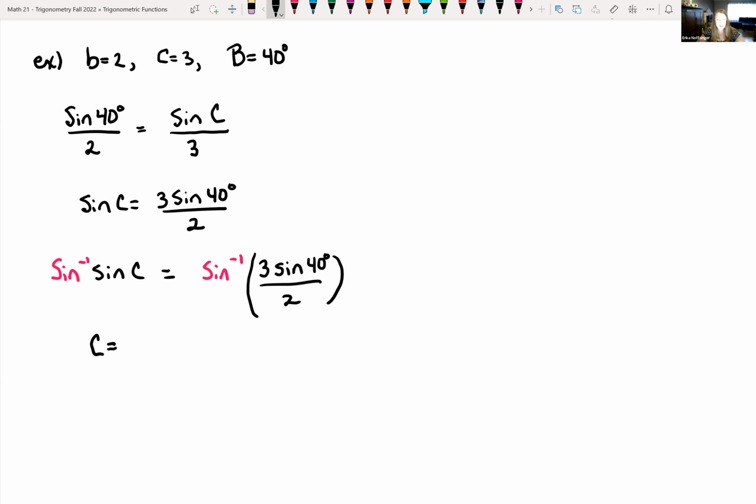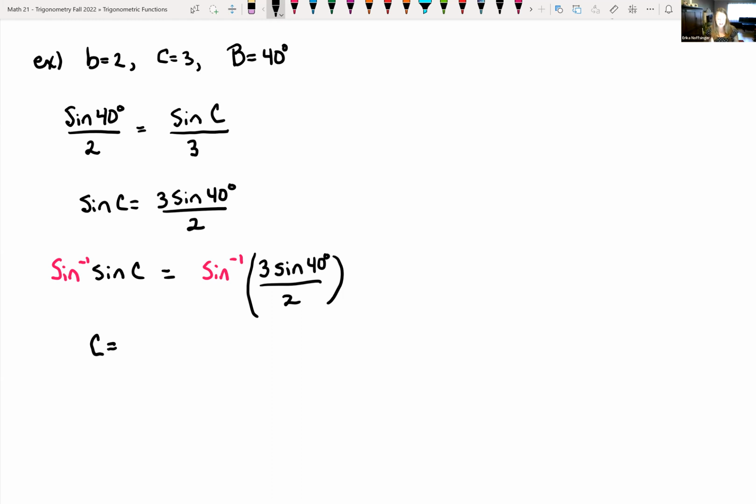The thing is, recall that sine is positive in multiple quadrants. Sine is positive in quadrant 1 and quadrant 2. So the result that we get from our calculator is going to be the angle that's in quadrant 1. And so we also have to treat that as our reference angle in quadrant 2. And that's going to give us the angle C for our second triangle if it exists. So let's first plug in here 3 sine of 40. Close my parentheses, then divide that by 2.